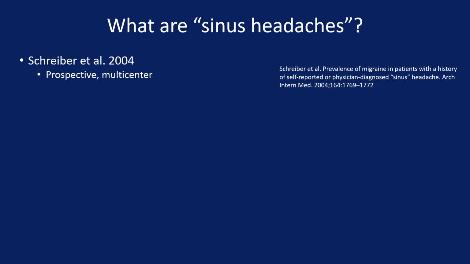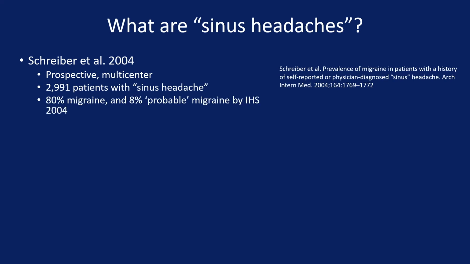So multiple studies have looked at this, but this is one of the landmark ones that gets cited in so many different papers. Prospective, multi-center, 3,000 patients with, quote, sinus headache in a primary care office. 80% met IHS criteria for migraine, 8% probable. So it's often reported as being 90% of these patients have migraine. I think that might be a little high, but we'll talk about that.